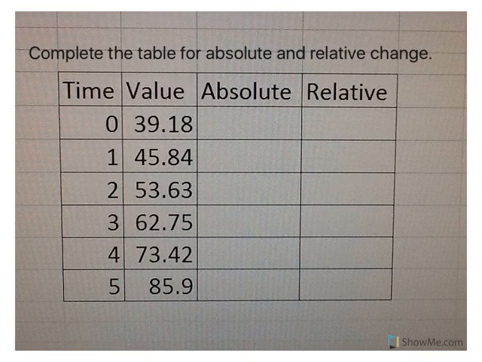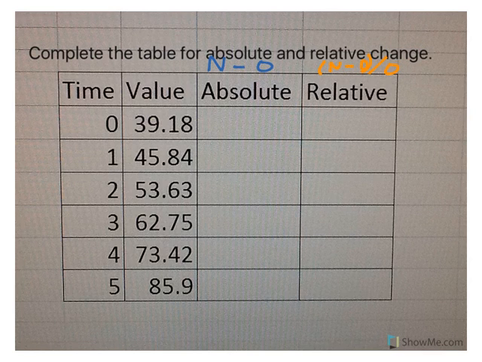Complete the table for absolute and relative change, and then we're going to use this table to answer a few questions. So first things first, absolute change. Well, in this first one, hopefully you remember that absolute change is the new value minus the old value, and then relative change is new minus old divided by the old.